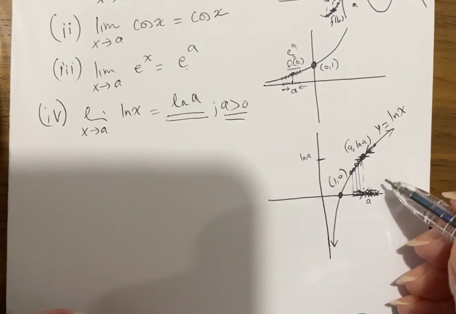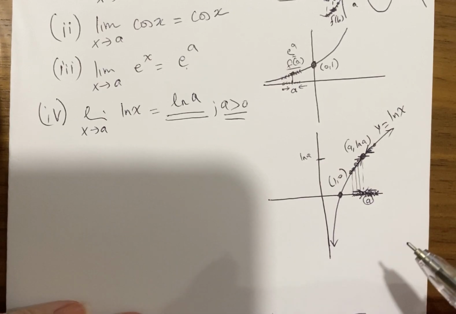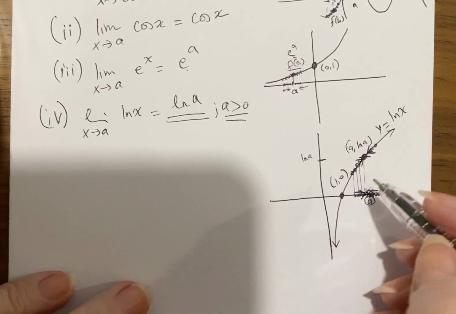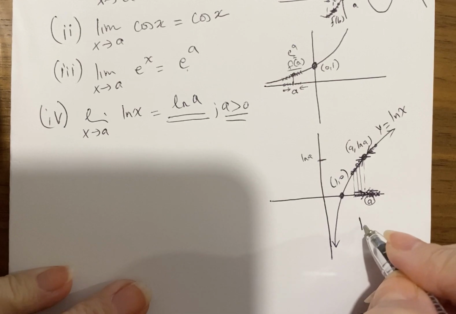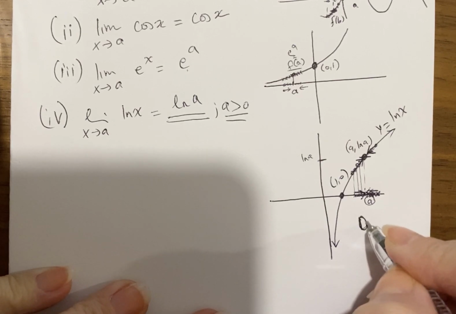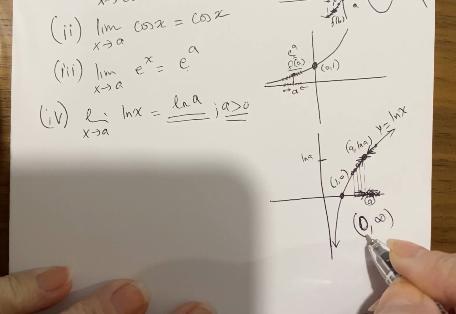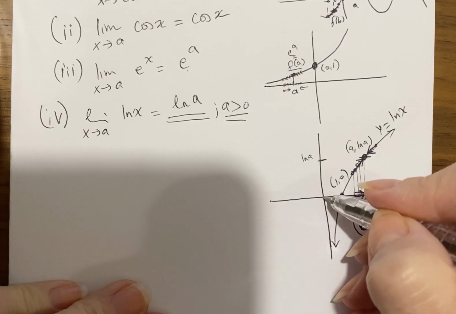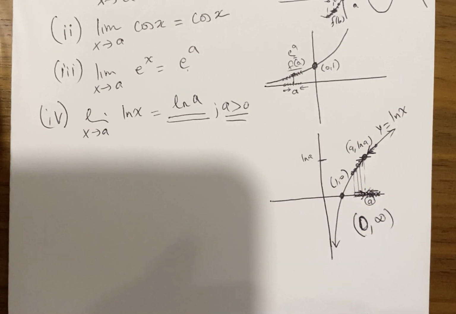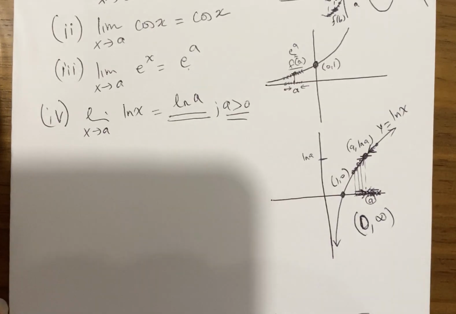But all of this can work only if a is in the domain of the logarithm. What's the domain of ln x? The domain of ln x is from 0 to plus infinity, where 0 also is not included. You notice we cannot define ln 0. We only define ln for values strictly greater than 0.